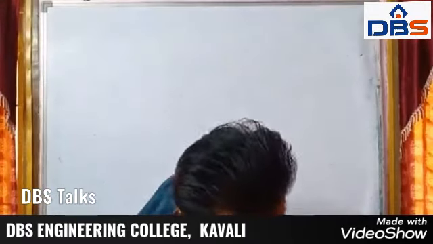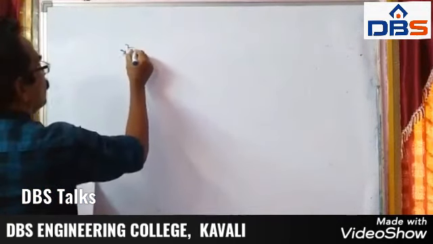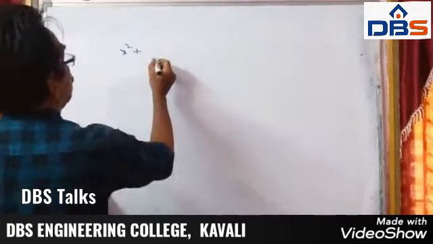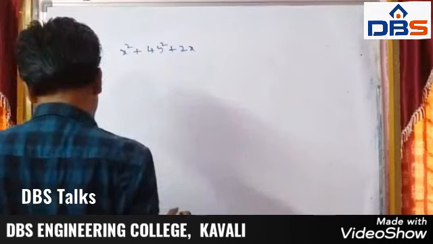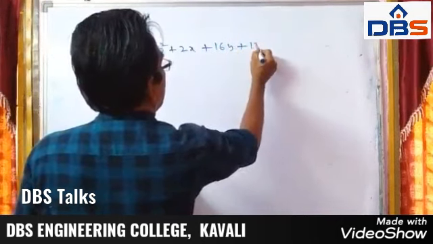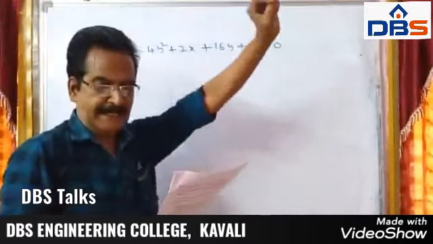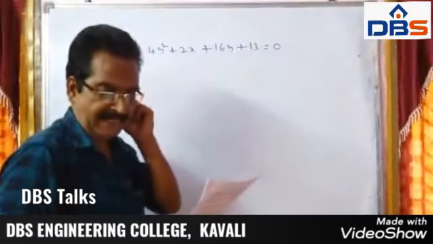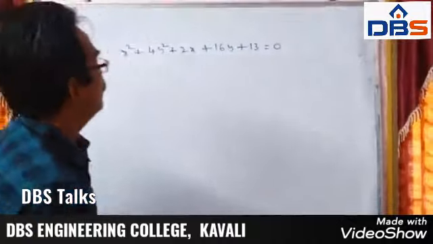Okay, friends, let us take up this problem. The given equation of the ellipse: x square plus 4y square plus 2x plus 16y plus 13 is equal to 0. Find the length of the latus rectum and equation of the latus rectum of this ellipse.